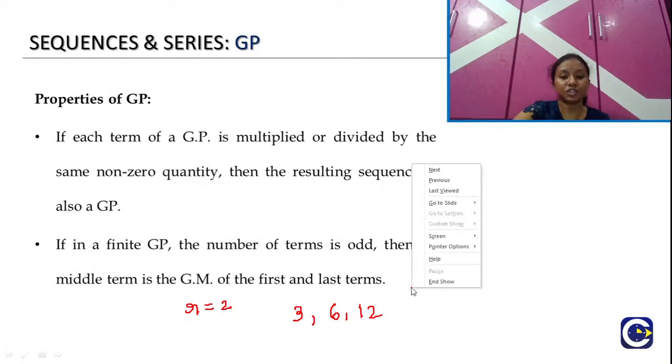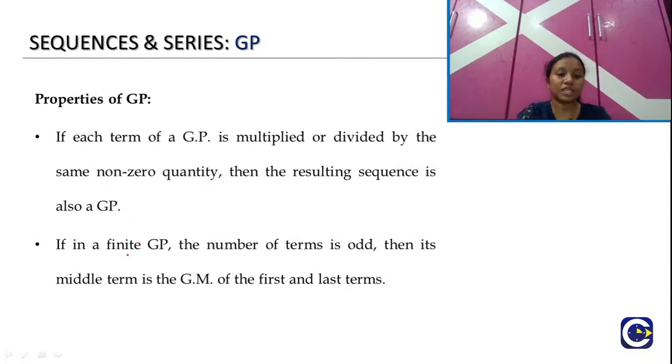So here this is my GP. In a finite GP, if the number of terms is odd, then its middle term is the geometric mean of the first and last terms. So far we haven't discussed the geometric mean, so after discussing it, I'll just come back to this.